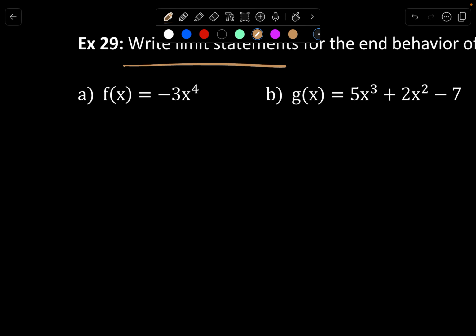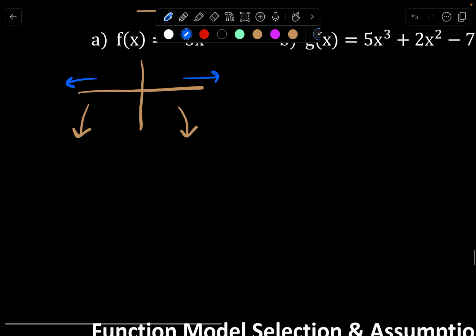Okay, so we have negative 3x raised to the fourth. This is an even polynomial, and it's negative, so that means the right side of it is going to approach negative infinity, but because it's even, both sides are going to be doing the same thing. Now, I don't care what's happening in the middle. I only care about what is happening as x approaches negative infinity and as x approaches positive infinity.